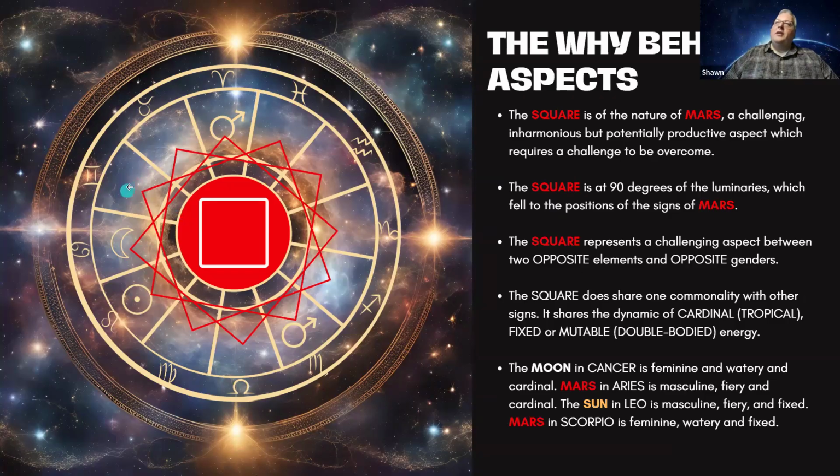Each sign is 30 degrees, so 30, 60, 90. We have the moon in a 90-degree angle from Cancer to Aries. We have the sun at a 90-degree angle to the sign of Scorpio from Leo. Now, this pattern repeats between other signs, right? Well, that's because the square, like I mentioned, represents a challenge that needs to be overcome. It's an aspect between 2 opposite elements and 2 opposite genders. So we have fire and water with the sun, or with the moon and Mars.